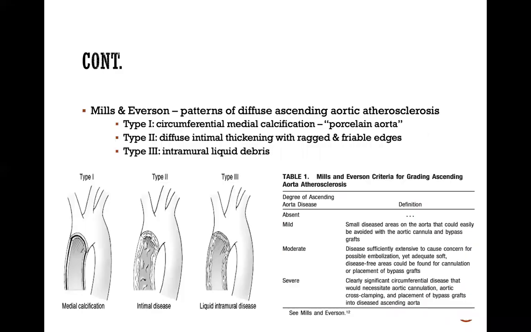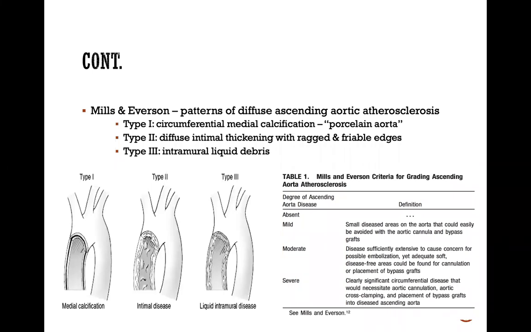There are multiple classifications for porcelain aorta, or let's say for atherosclerotic aorta. One of them is Mills and Everson. They classified atherosclerosis of the ascending aorta into 3 types: type 1, 2, and 3.